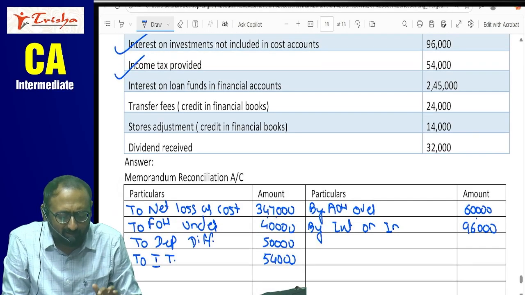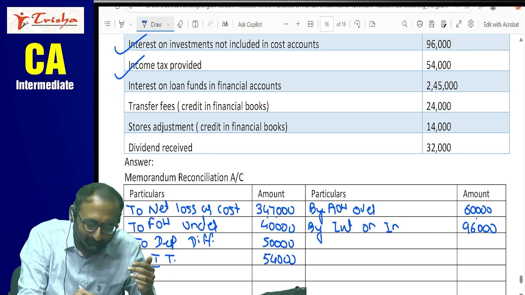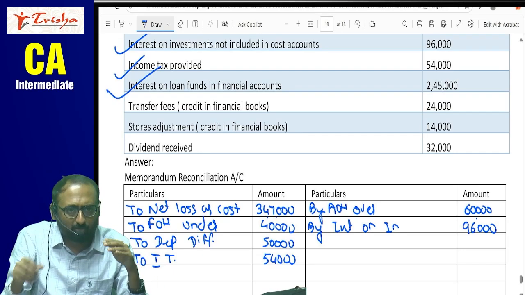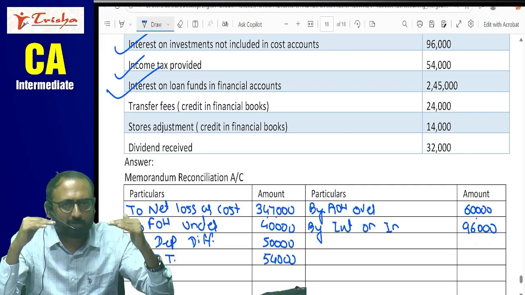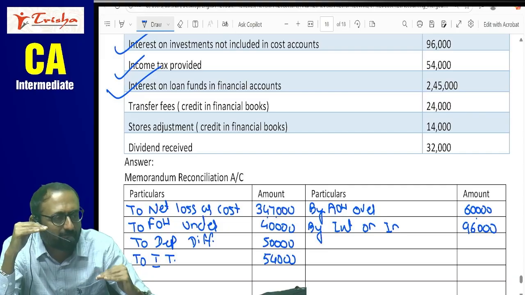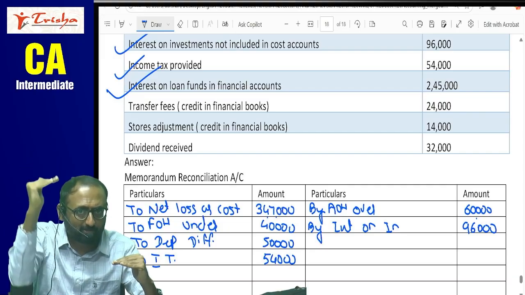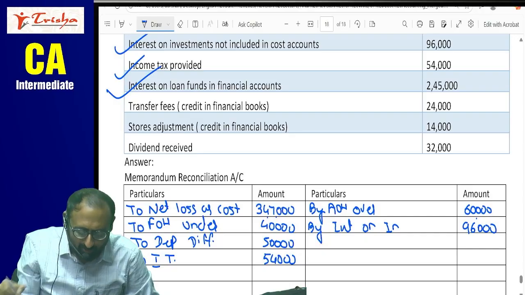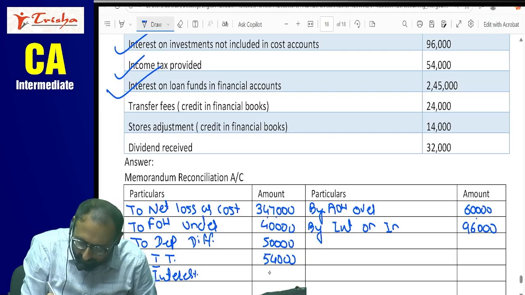Interest on loan fund. Where to write, sir? Interest on loan fund is only in finance. Only in finance you have written that interest, sir. Interest on loan taken. Because of that interest on loan, profit under finance is less. Costing profit will be more. From costing you are going into the finance, you will have to deduct that. So, Sirji, interest on loan. Is it 2,45,000?